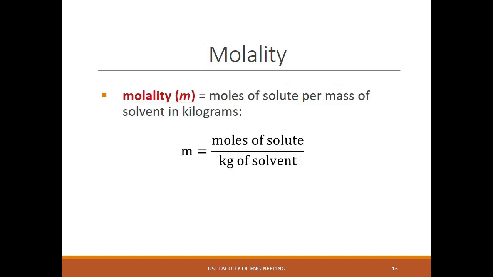When we say molality of a solution, it is the moles of solute per mass of solvent in kilograms. Take note that the divisor is kilograms of the solvent. A common mistake encountered here is having a divisor as kilograms of solution. Always remember that it should be the mass in kilograms of the solvent only.